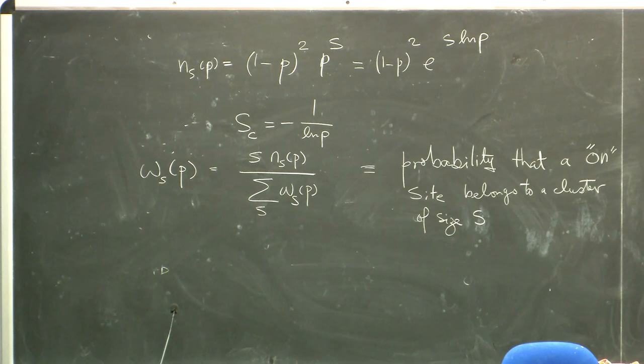So you have a percolating problem. You choose one site which is on. What is the probability that it is the member of a cluster of size s? It's this guy. Calculate it. It's a little algebra. It's one minute.